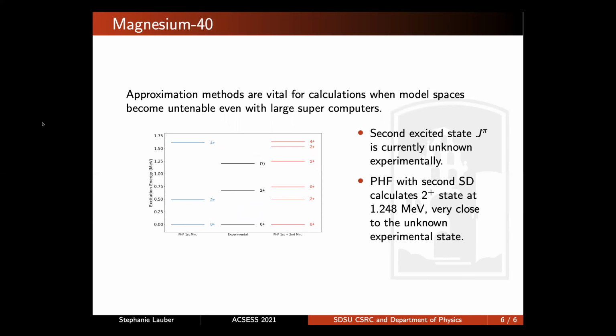And going forward, we're looking to add additional Hartree-Fock minima, which we hope will improve the spectra even further. And we also want to apply this to other nuclei that are currently untenable in FCI, but do have experimental results that are available through sites such as the NNDC.